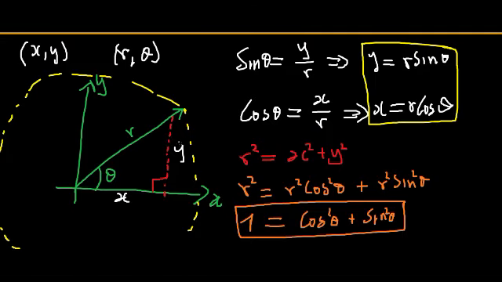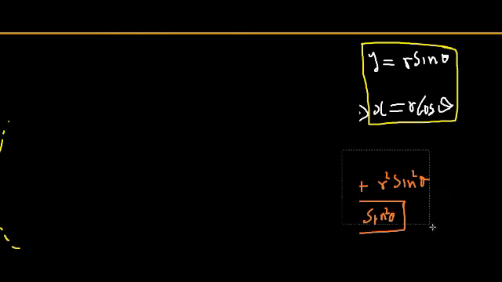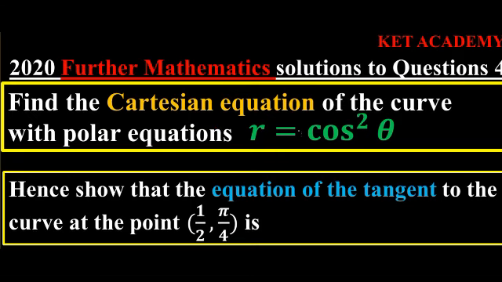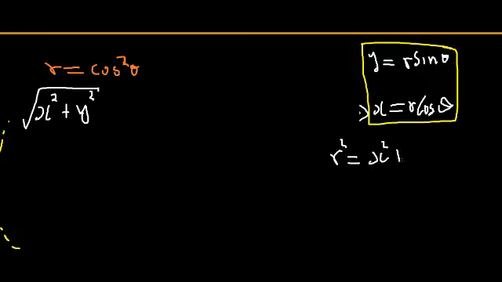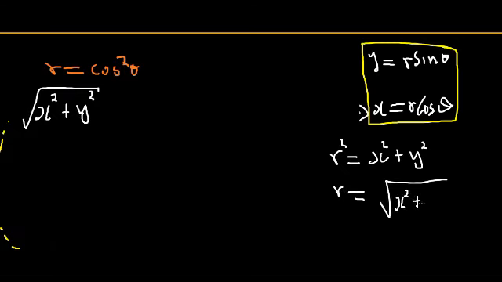Now going back to our question. What do we know? The question says we should write the polar equation r equals cos squared theta in Cartesian form. So what do we know? What is our r? Our r is simply the square root of x squared plus y squared, because we saw that r squared was x squared plus y squared. So this is our r. This will be equal to, now our cos theta here is x all over r.